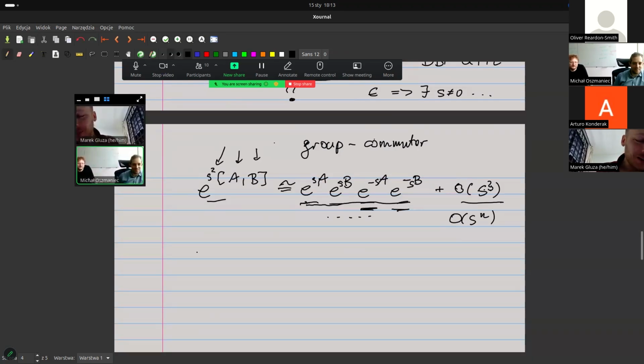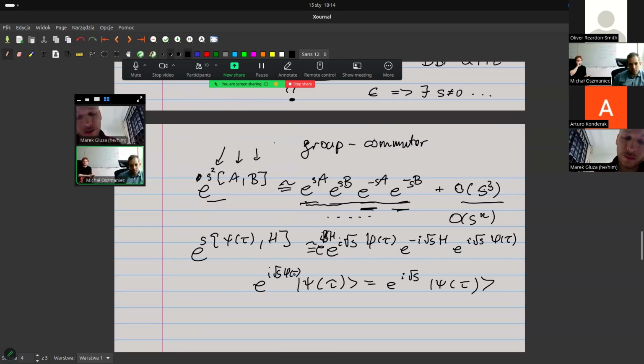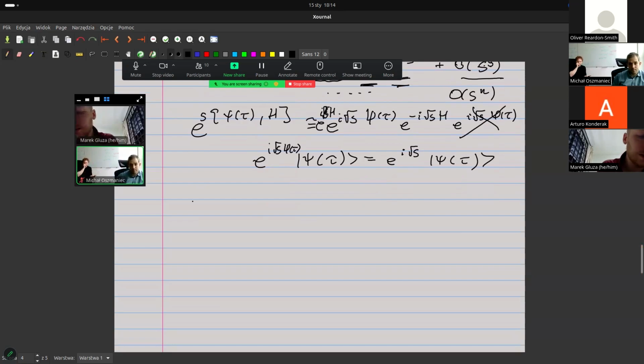Okay, long story short, if I have a psi of tau and a Hamiltonian and I want S, then I can do e to the square root of s of psi of tau. I will need to change the order: e to the i square root s h, e to the minus i square root s h, because we have a plus-minus sign, and then I need it in this order. Good, so we have this approximation. And in our case, we are always applying this to a state psi of tau. If I apply e to psi of tau, I will just get a phase times this vector, which means that I can drop this one, which brings us to the definition from the paper.